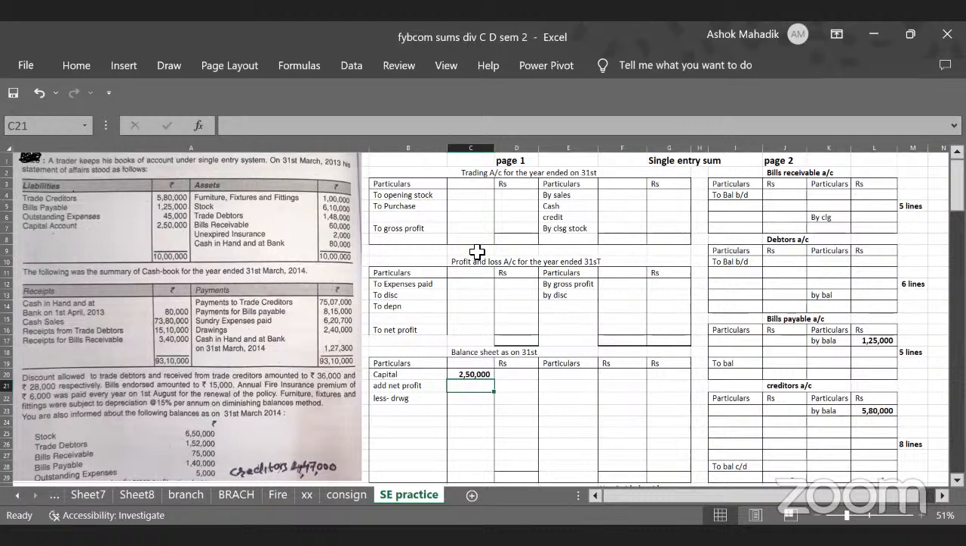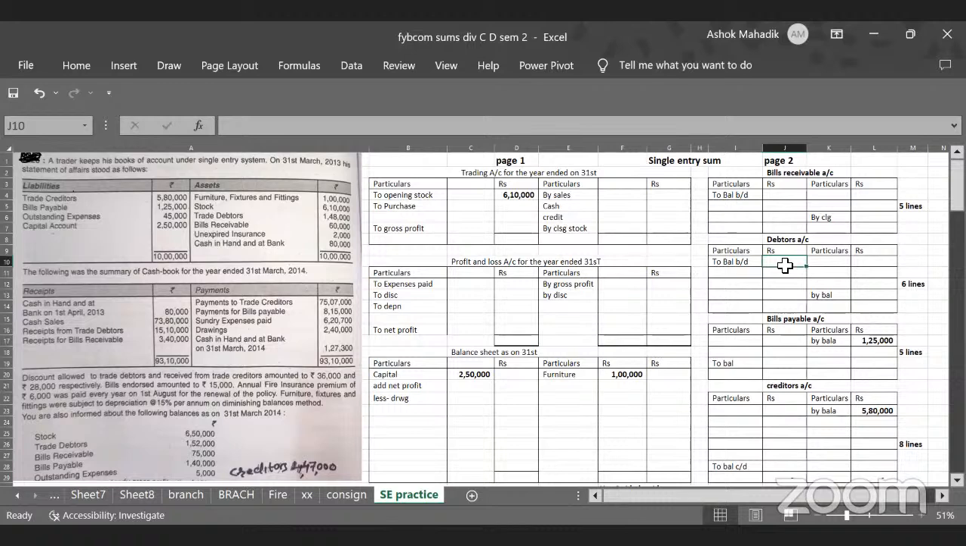Furniture, 1 lakh. So we have the balance sheet, so we can put furniture, and this is our opening balance, 1 lakh of rupees. Stock. Opening stock, where do we record it? In the trading account. So put opening stock in the trading account, 6,10,000. Debtors, we have a debtors account. So put the opening balance on the debit side.